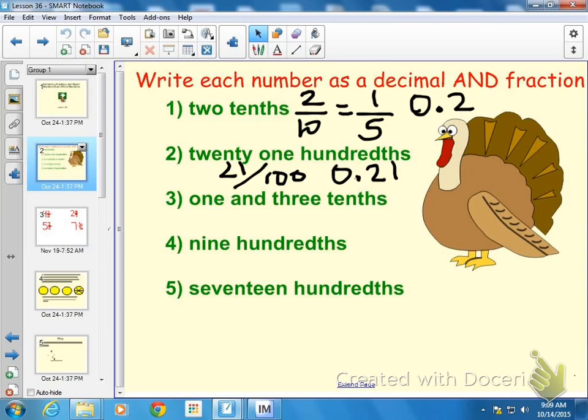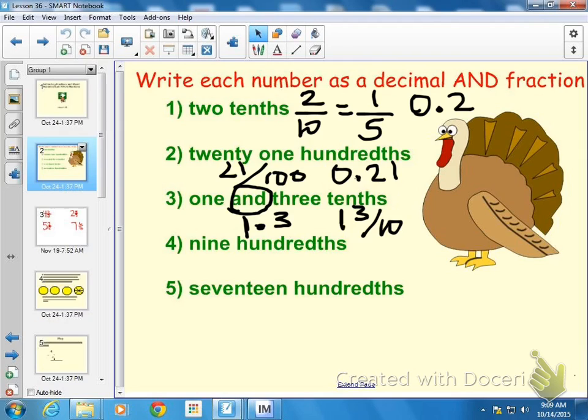Okay, so now we have 1 and 3/10. Whenever I see the word and, I know that is where my decimal is. So I have 1 whole and 3 in the tenths place. That's how I'd write it with a decimal. And as a fraction, I have 1 whole and 3/10.